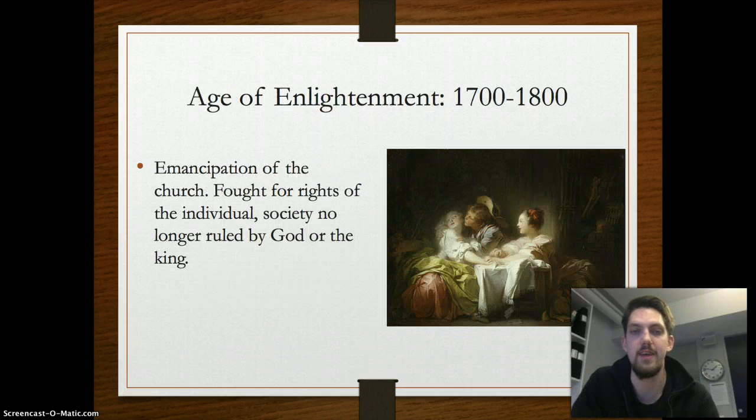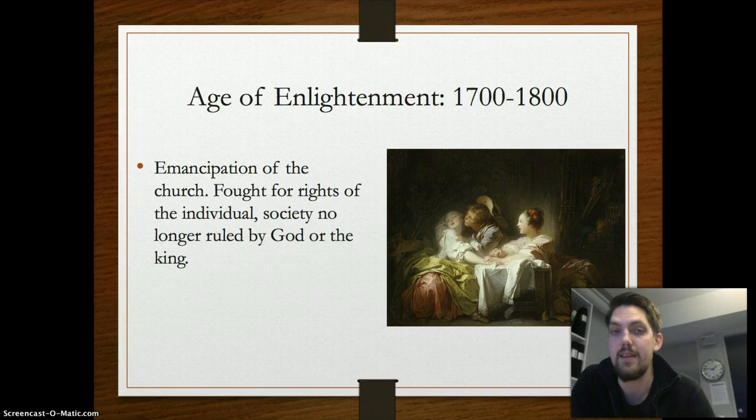And as a reaction to this, in the 1700 to 1800s, they kind of come around the same hundreds when we change year here. Here comes the Age of Enlightenment, and it's still a critique of the church and God. We think that we don't necessarily need God that much. We have an emancipation. We try to move away from God or the church in a way, and we fight for the rights of the individual. And society doesn't necessarily have to be ruled by God or the king anymore. And of course, this is also something we can see in the books written from this time.